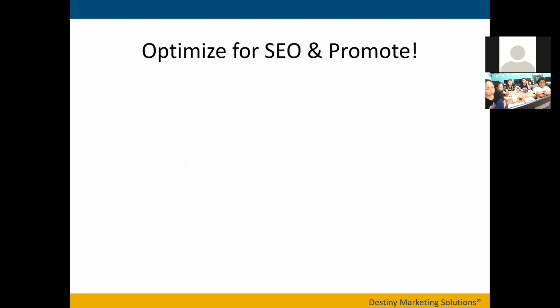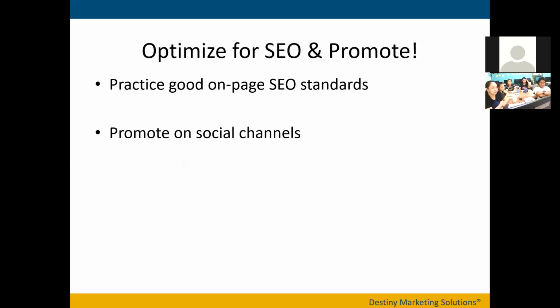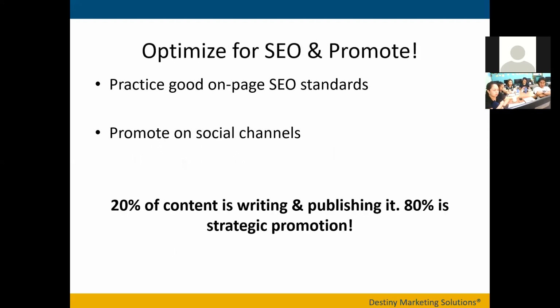And then finally, we've already talked about SEO optimization, but make sure that you're optimizing and using good SEO standards for your content. And then, of course, you want to promote on your social channels. So 20% of content is actually writing it and producing it. 80% is promotion. So if you have a video, make sure that it's on your YouTube channel.